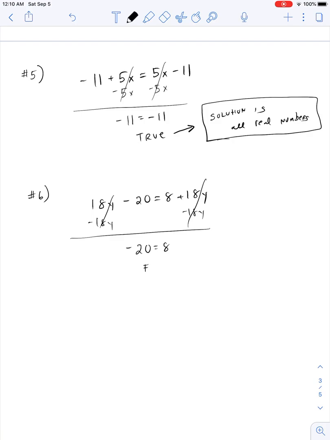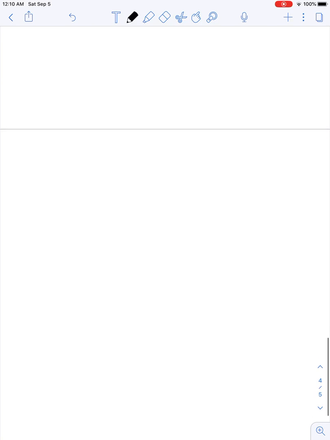So this is a false statement. And because this is false, our solution is no answer, or there is no solution here. So really understanding the difference between 5 and 6, I think, is very important. Okay, let's take a look at example number 8. Now we start looking at some parentheses, and we have to start distributing.